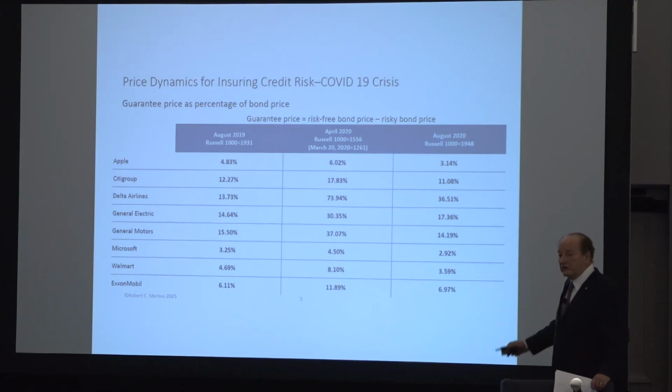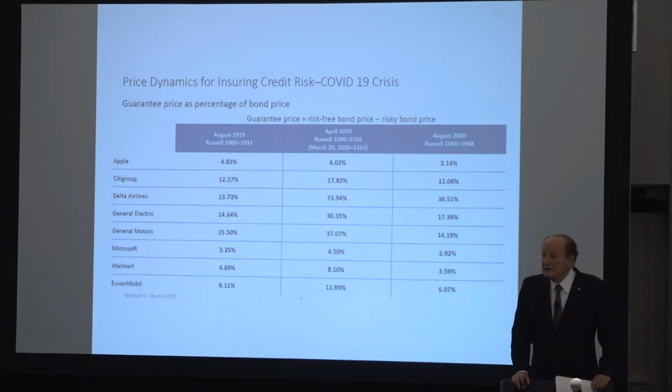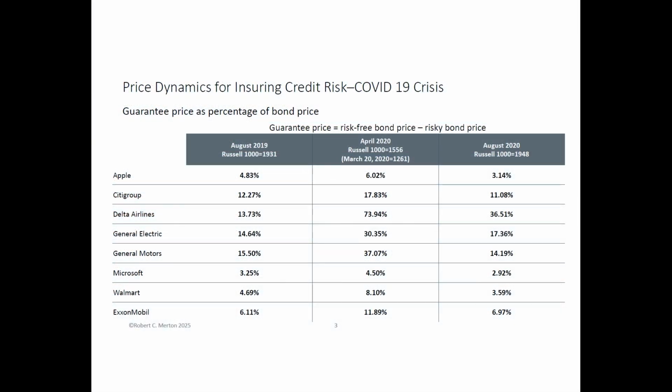Citigroup. Look at Delta. Of course, we all know what happened to the airlines at COVID. For Delta the guarantee was 14. It's 74%. These are market prices in mainstream companies, not some little Bitcoin or something like that. These are mainstream of the economy. So that was a huge one. But General Motors more than doubled. Microsoft up 50%. Walmart up 70%. ExxonMobil doubled. Do you understand? Those are real prices, things that you look at. All right? What is that telling you?